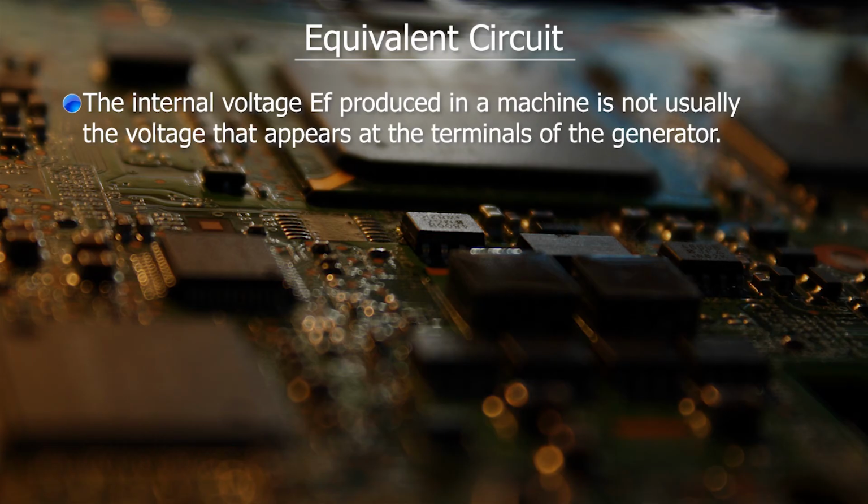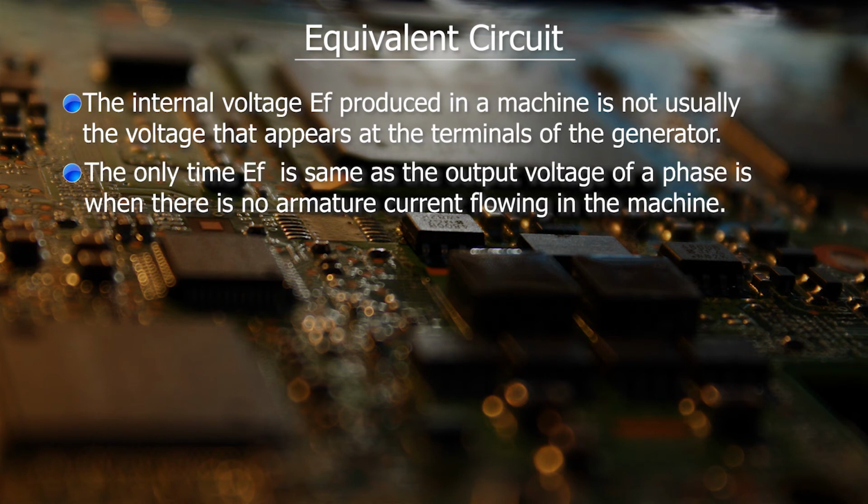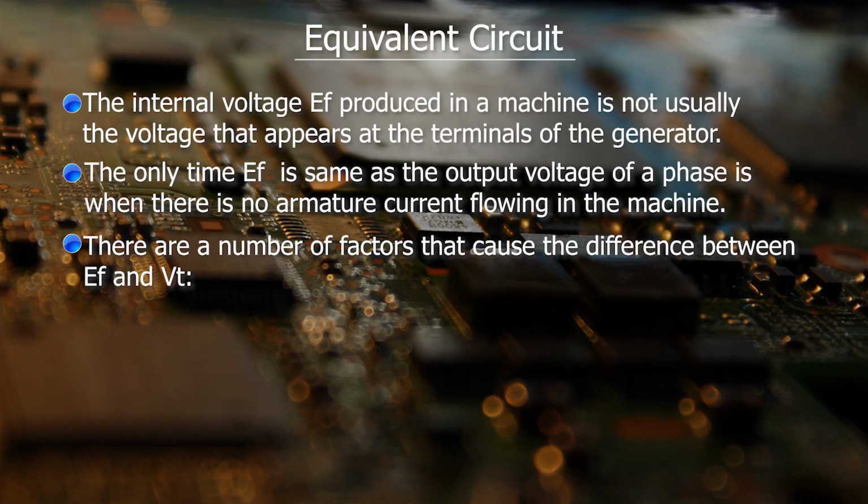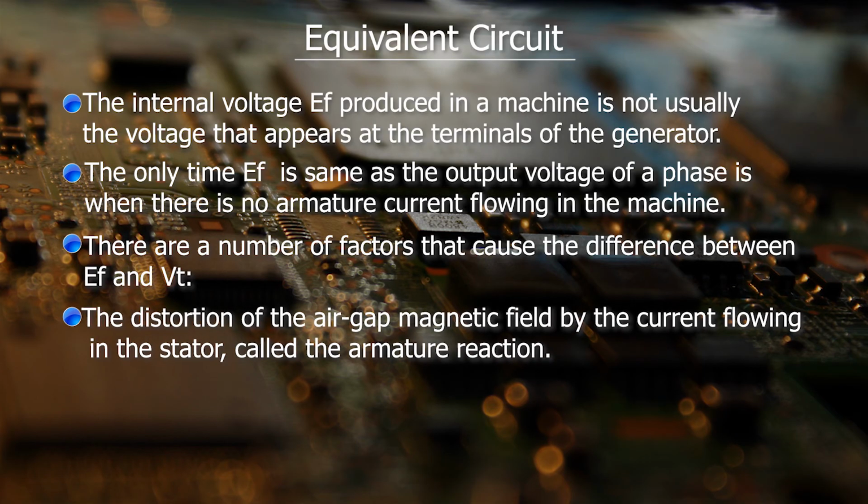The internal voltage E produced in a machine is not normally the voltage that appears at the terminal of the generator. What are the differences? We are going to discuss that. The only time this E is the same as the output voltage of a phase is when there is no armature current flowing in the machine. No armature current means there will not be any kind of voltage drop. In that case, you will have this E same as the terminal voltage. There are a number of factors that cause the difference between E and V, terminal voltage. The distortion of the air gap magnetic field by the current flowing in the stator is called the armature reaction.